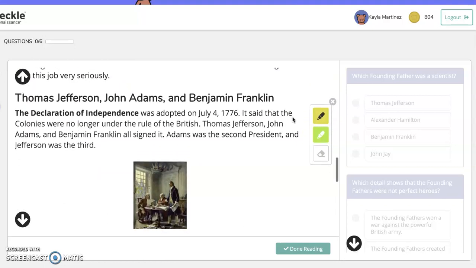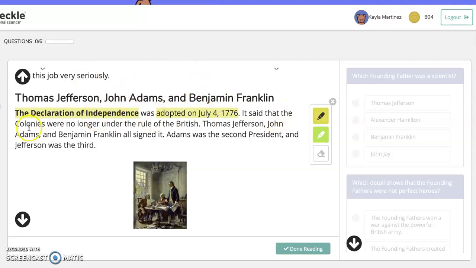Now we're going to talk about Thomas Jefferson, John Adams, and Benjamin Franklin. So another really important document is the Declaration of Independence. And this is saying that we are independent. We are our own country. Okay? And this was adopted or created on July 4th, 1776. What is July 4th? What is that? It's the 4th of July. And that's when we celebrate our independence. Oh, see, there we go.